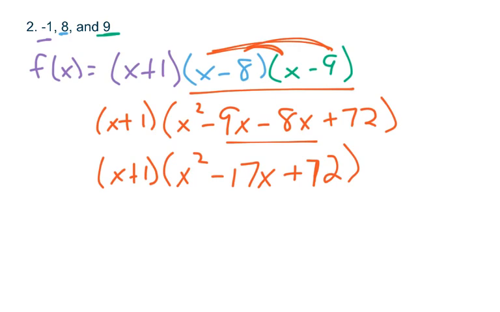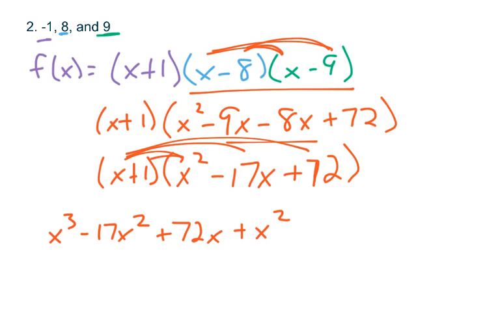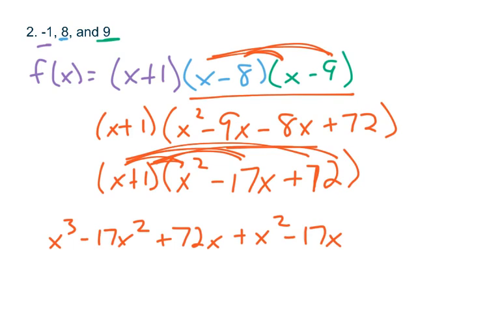Let's see, x times x squared is x cubed. x times negative 17x is negative 17x squared. x times 72 is 72x. 1 times x squared is x squared. 1 times negative 17x is negative 17x. And 1 times 72 is 72. So let's combine our like terms.